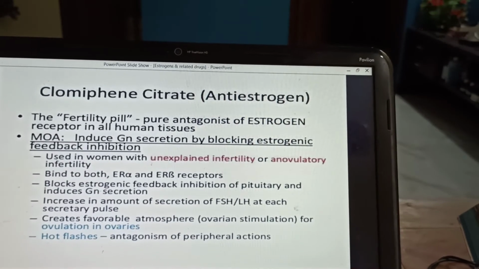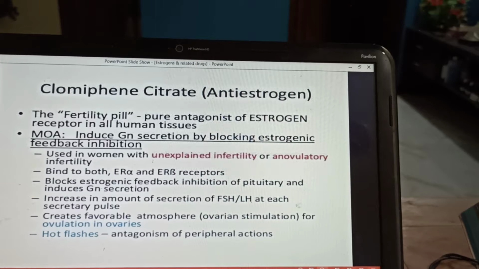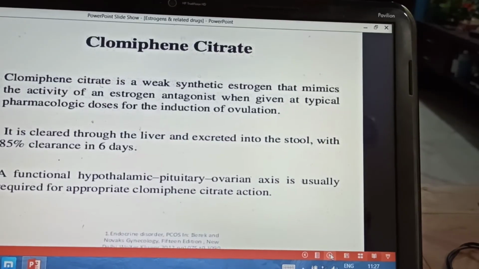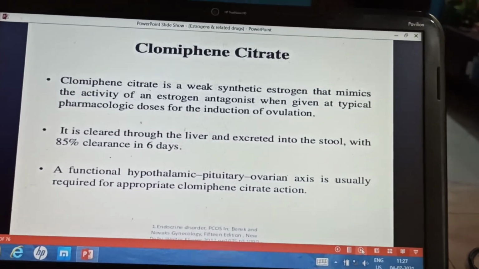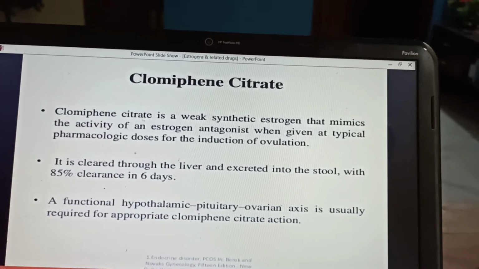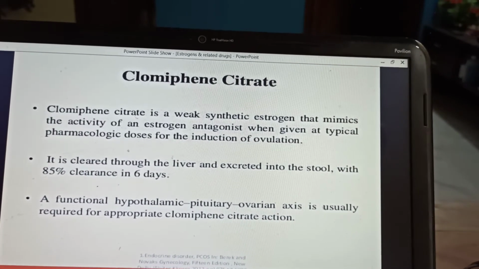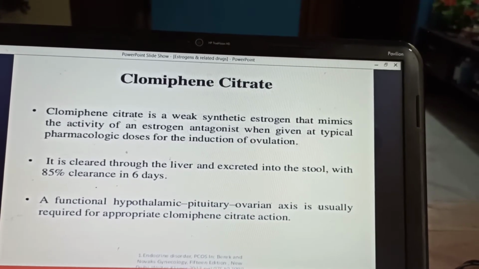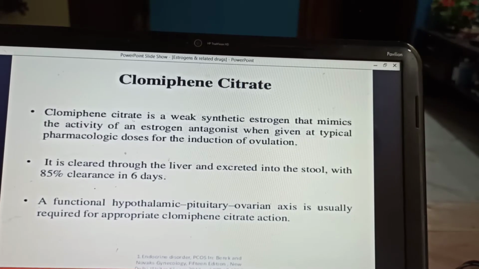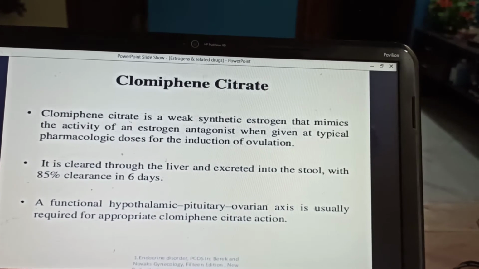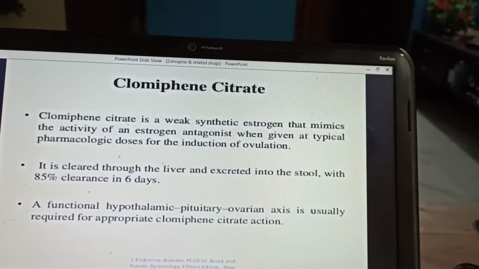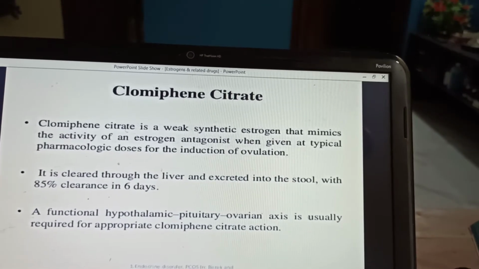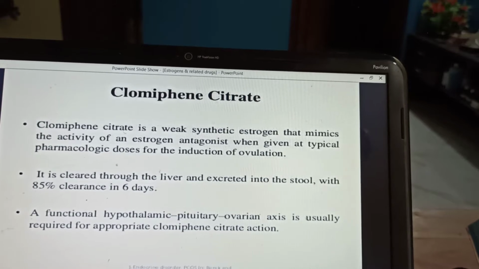Peripherally also it will block all the estrogen receptors, and that's why hot flushes are a side effect of clomiphene citrate. Now here you can see that clomiphene citrate is a weak synthetic estrogen. It is an estrogen antagonist, and it mimics the activity of an estrogen antagonist when given at typical pharmacological doses for the induction of ovulation. It is cleared through the liver and excreted into the stool with 85% clearance in 6 days. A functional hypothalamic pituitary ovarian axis is required for the appropriate action of clomiphene citrate.